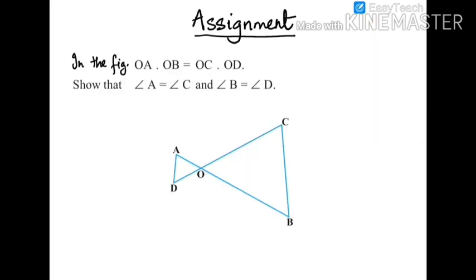With this, we come to the end of this video lesson. Your assignment for today is an example question from the textbook. In the figure, AO into OB is equal to OC into OD. We can rearrange what is given as OA upon OC equal to OD upon OB. Then we have to try to figure out the triangles we need to prove similar in order to use this ratio.